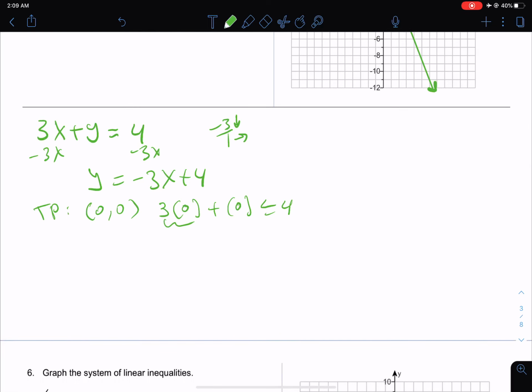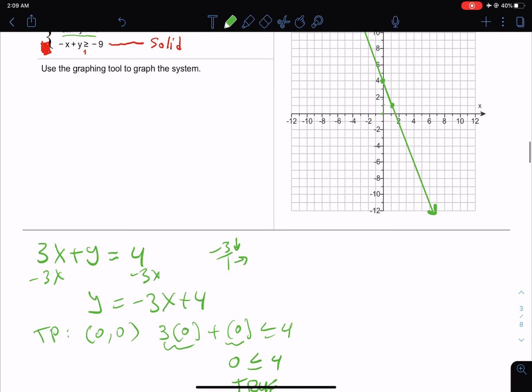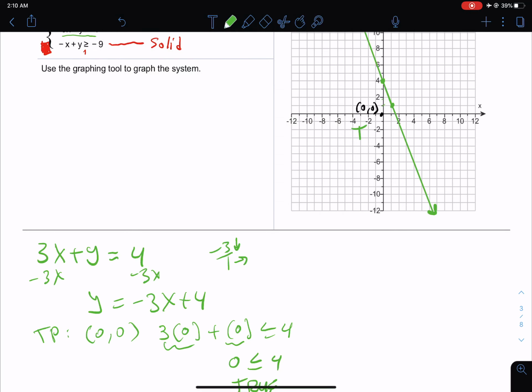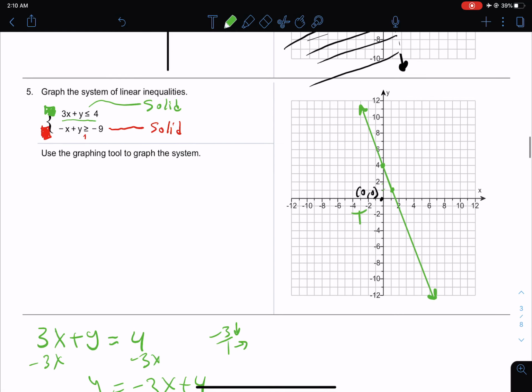And of course, this all just becomes 0. Is 0 less than or equal to 4? Is that true or false? 0 is definitely less than or equal to 4, so that's true. And so when we take a look at here, our test point came from right here, right? 0, 0 was our test point. And by the way, that was true when we put that in there. So that means we need to shade towards that true statement.